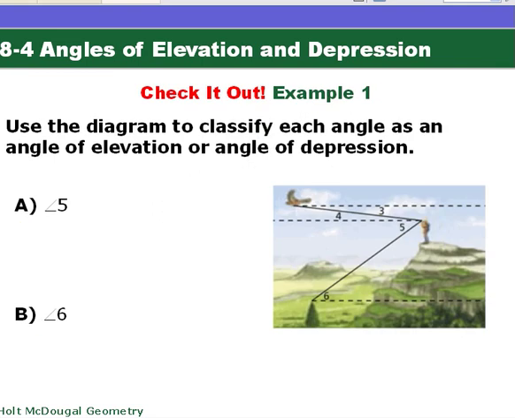Okay, so this is your picture. Hopefully you can see the little man and a bird. You can see this is angle 6, just in case you can't see it. It's kind of hard to see. You're supposed to classify angle 5 and angle 6 as either angles of depression or elevation.